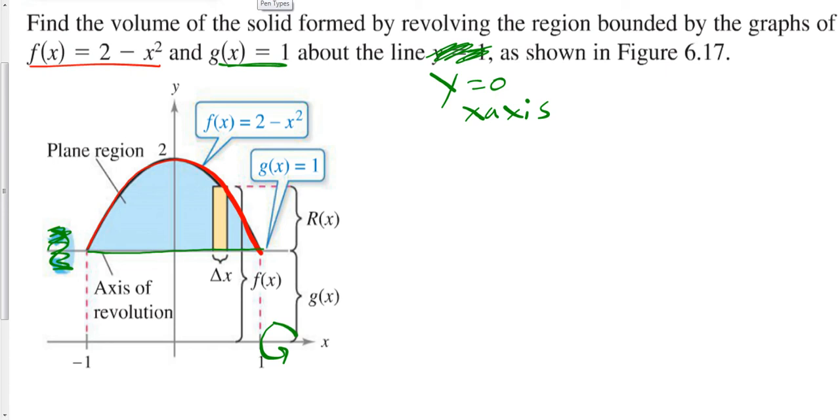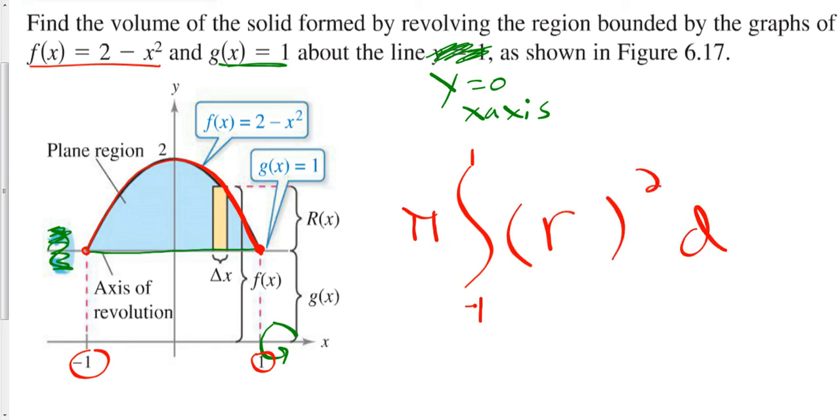Okay. So what are we going to integrate from? We're going to integrate from where these things intersect. It seems that they intersect from -1, it tells us here, to 1 in this graph. And if you set these equal to each other, you'd get that. If you set this equal to this, you'd get -1 and 1. So we're integrating from -1 to 1 of pi r squared dx.